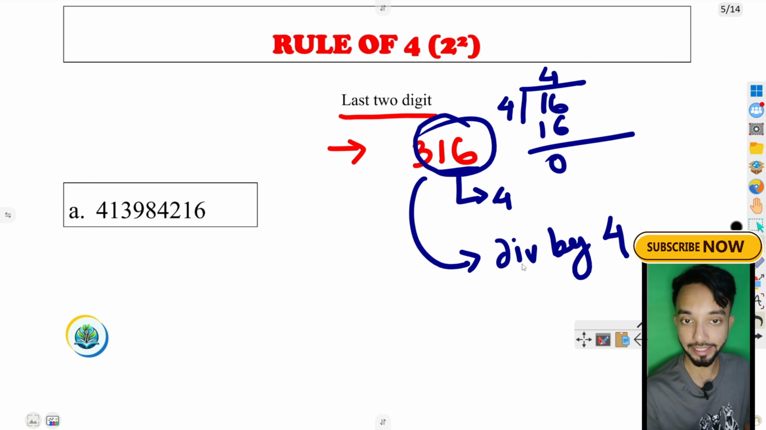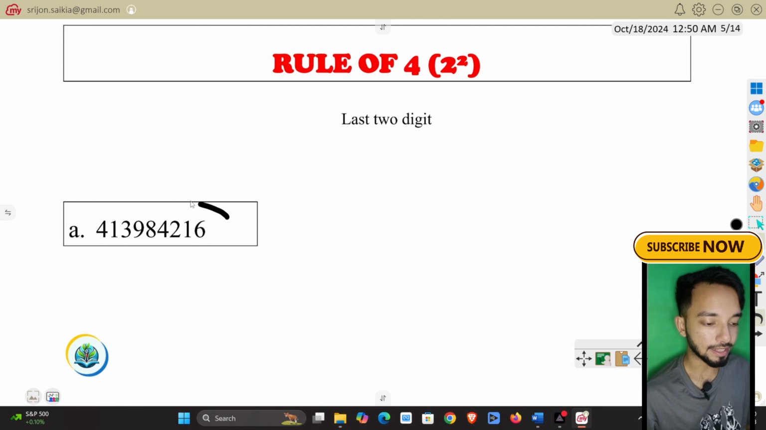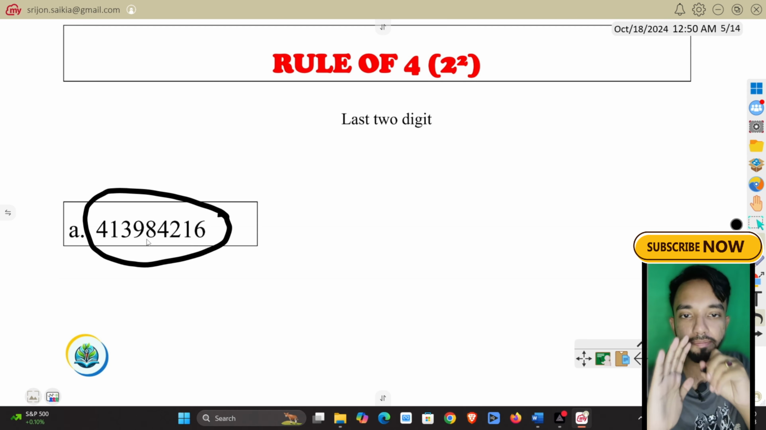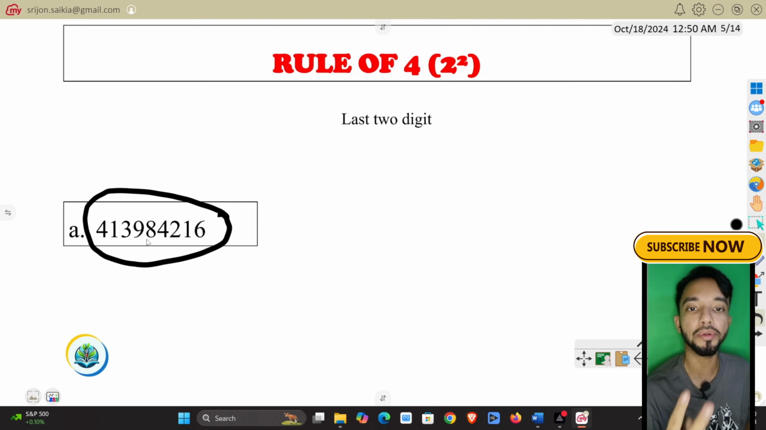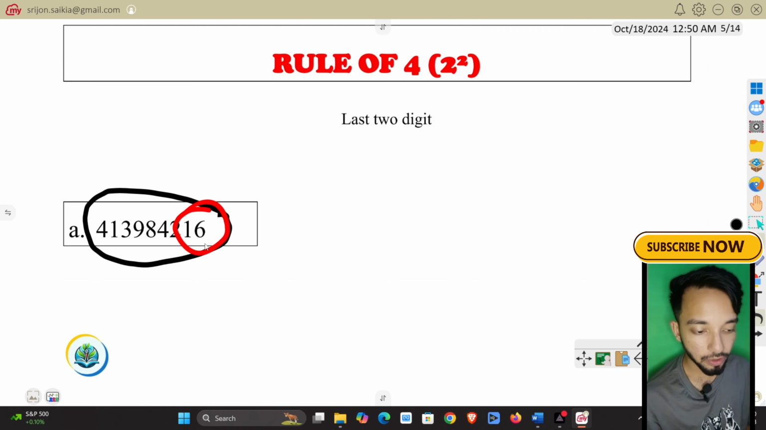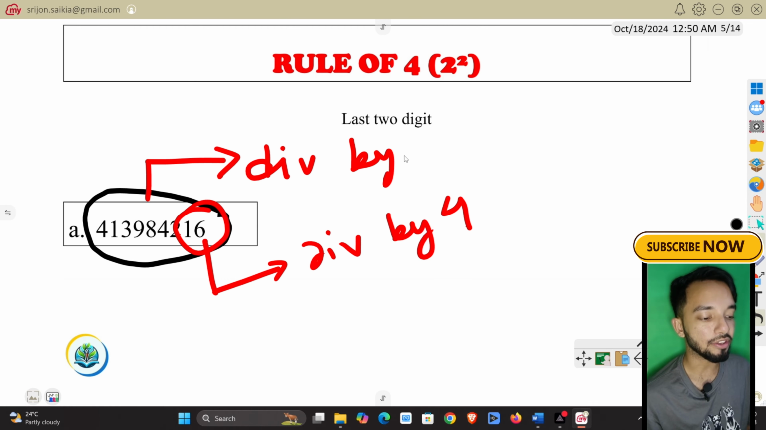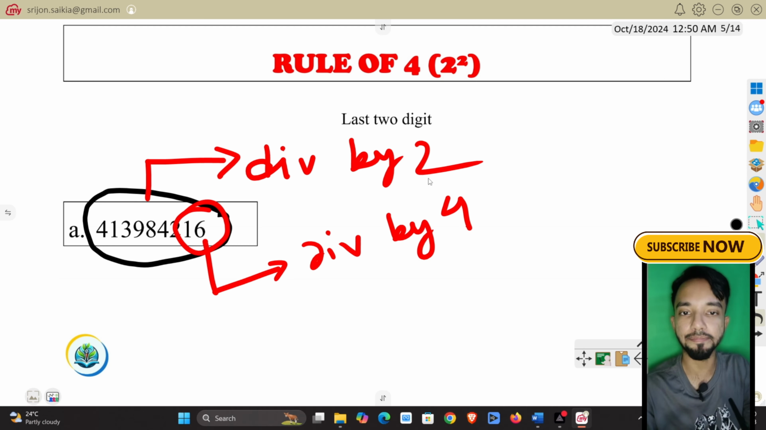Is this clear? What about a very big number? We don't care about the whole number at all. We are only concerned about the last 2 digits of the number, that is 16. And we know that 16 is divisible by 4. That means the entire number is also divisible by 4. Is this clear? Very simple, right?